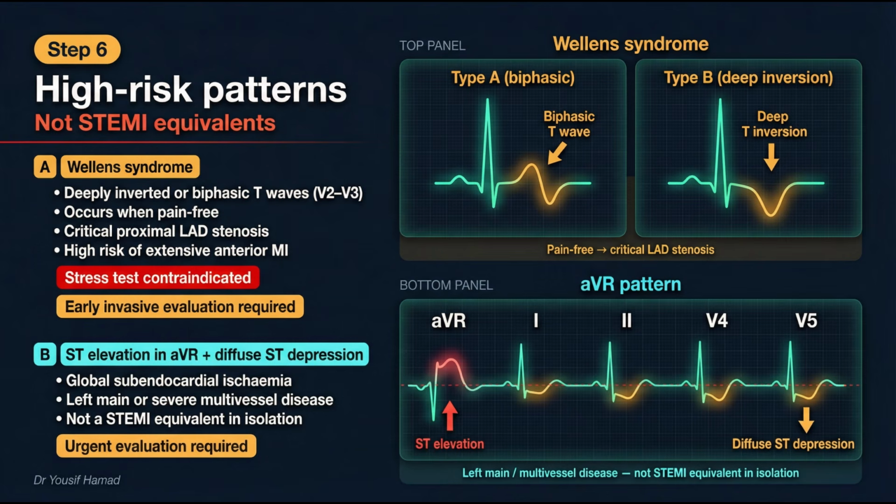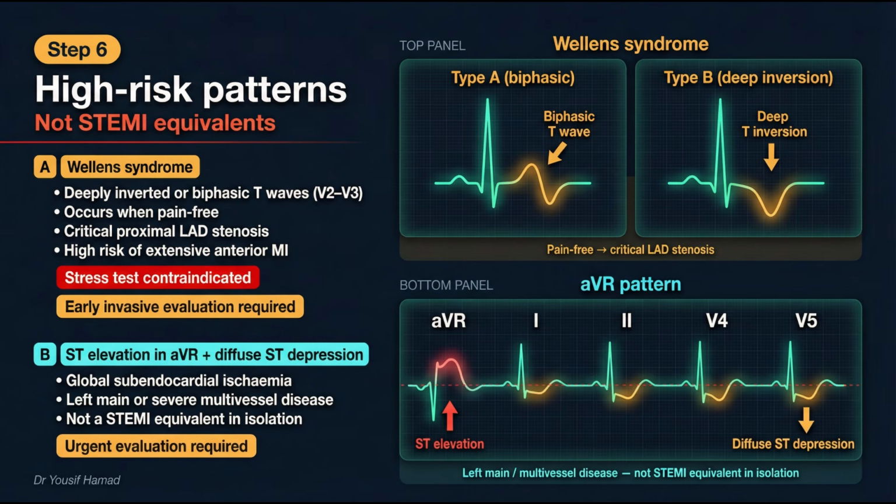Step 6. Identify high-risk patterns that are not STEMI equivalents. Wellens syndrome is characterized by deeply inverted or biphasic T waves in the anterior leads, especially V2 to V3. It typically occurs when the patient is pain-free. It indicates critical proximal left anterior descending artery stenosis and carries a high risk of extensive anterior myocardial infarction. However, it does not represent acute coronary occlusion at that moment. Stress testing is contraindicated, and early invasive evaluation is required.